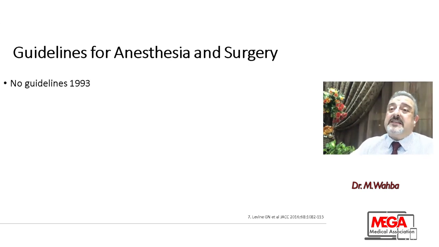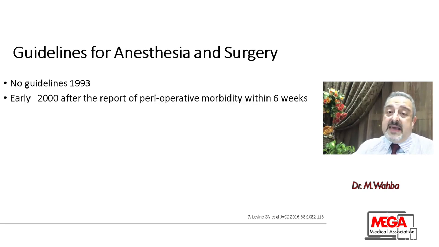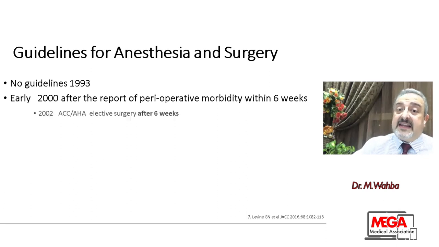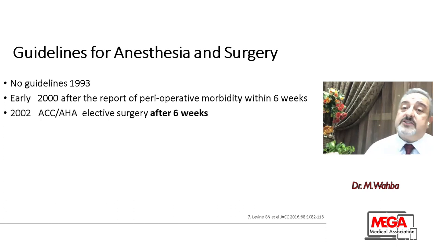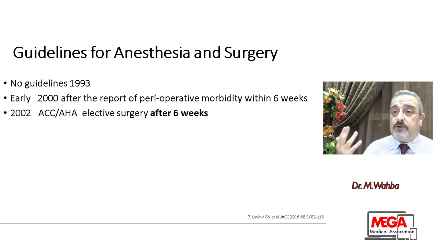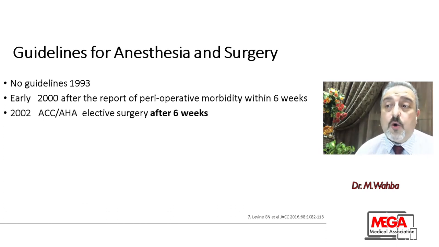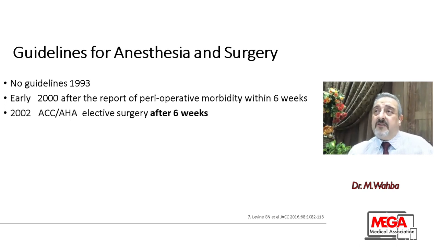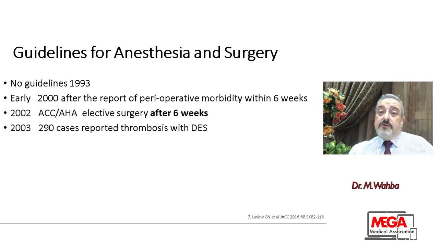From 1993 till the year 2000, there were no guidelines. The basic thinking and suggestion was based on the number of cases which showed complications after having the stent. So in the early 2000s, after reporting some morbidity for patients after 6 weeks of the stent, the American Heart Association and the American Society of Cardiology said together, by their own thinking only, that elective non-cardiac surgery should wait until after 6 weeks for those patients. Based on the complications developing, some of them can develop morbidity and complication in 25 to 30%, as I said early on. That is the year 2002.